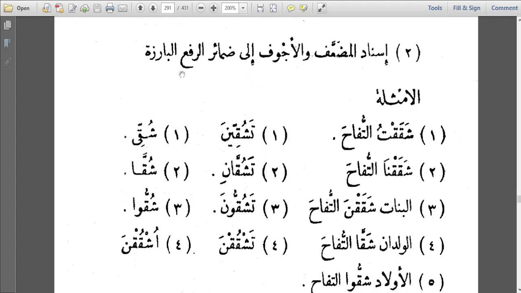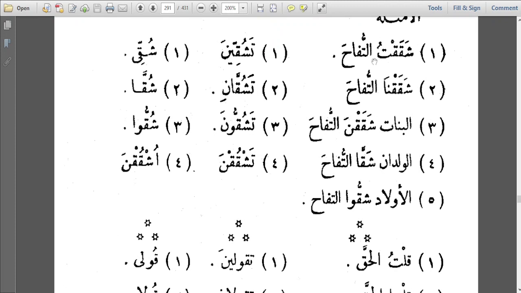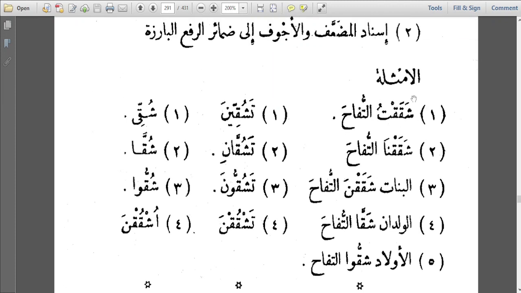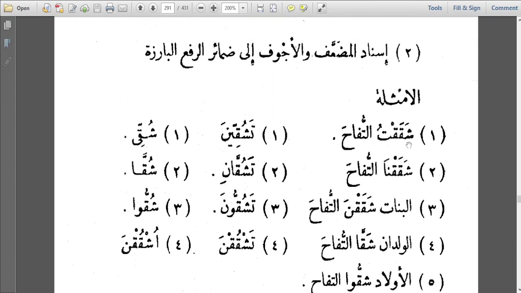ضمائر الرفع are the ضمائر, the pronouns that stand in the position of fa'il. Okay, so we are going to look at how these verbs relate with the ضمائر الرفع when they meet, because they have a special way of writing. Okay, it says al-amthila, says شققت التفاح. The verb is شق, without ta marbuta, verb.